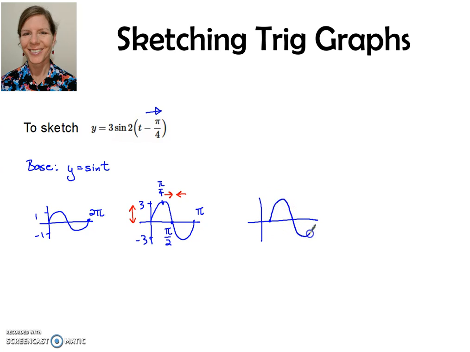You can do that, or you can keep going. It doesn't actually give you a domain, so we can just keep going. So it'll come back this way. It's a bit awkward. So that's pi on 4 there.